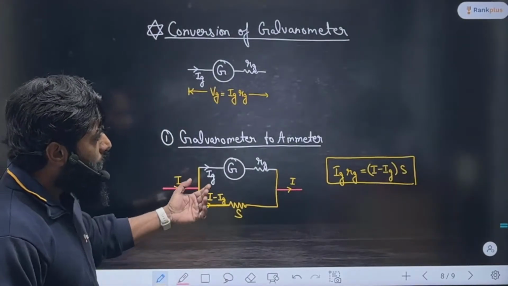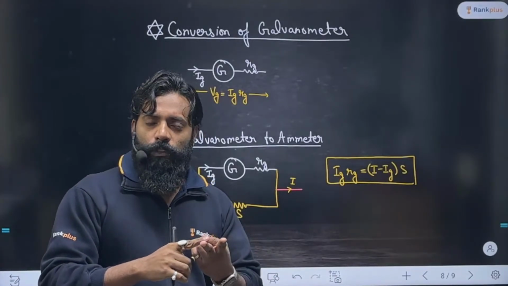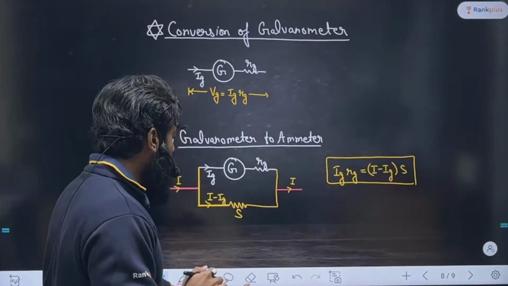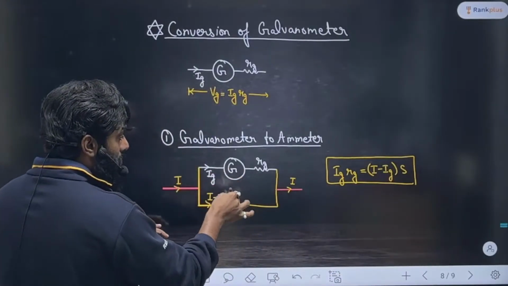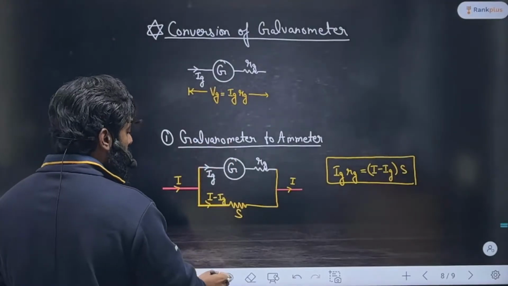There could be a different formula that if I need to get the value of the shunt, I can easily calculate using this formula, but this formula is very important. So we basically connect a shunt. Shunt is basically a very small resistance connected in parallel to the circuit.